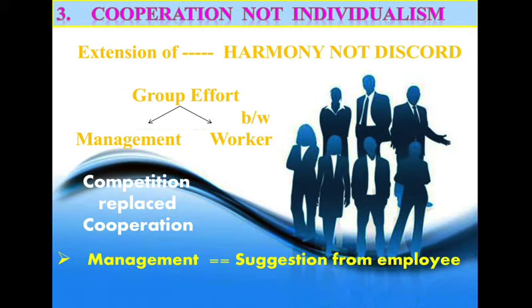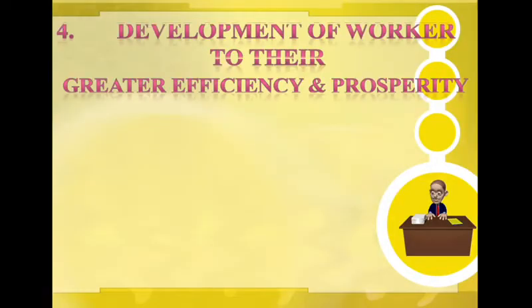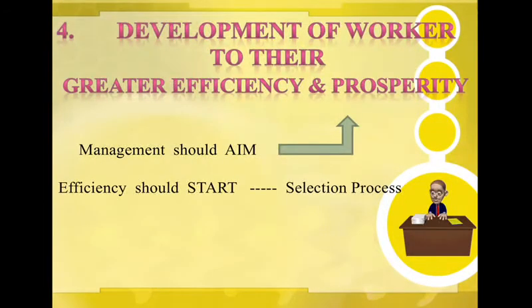Here he clearly says that management should welcome the suggestions from the employees, whereas the employees should not go ahead with unnecessary strikes or demands. After this, we have the fourth and the final scientific principle of management, that is development of workers to their greater efficiency and prosperity. Here Taylor says that the management should aim at the development of workers to their greater efficiency and prosperity, and the efficiency should start right from the selection process.